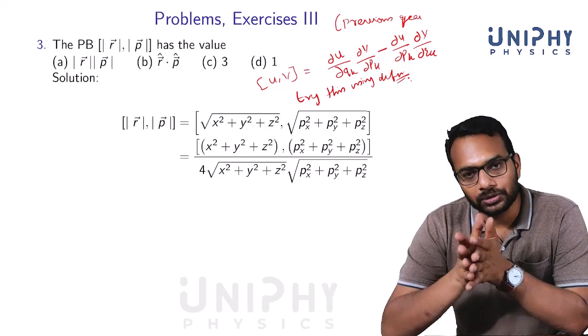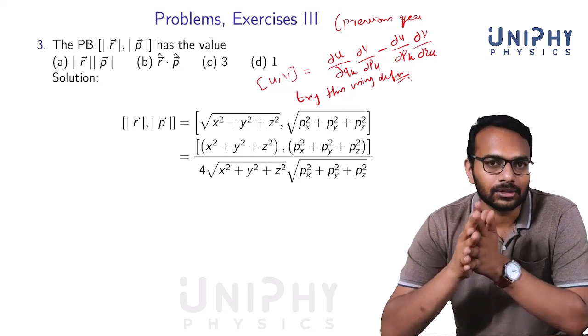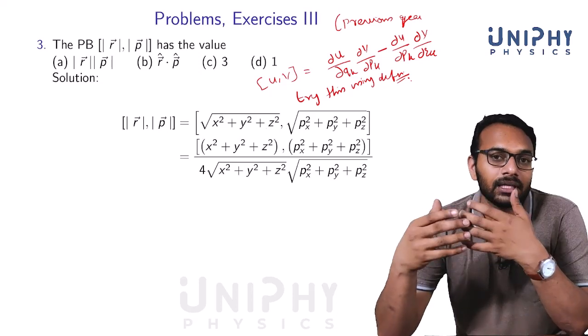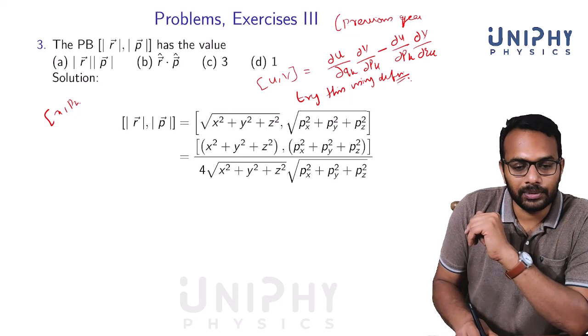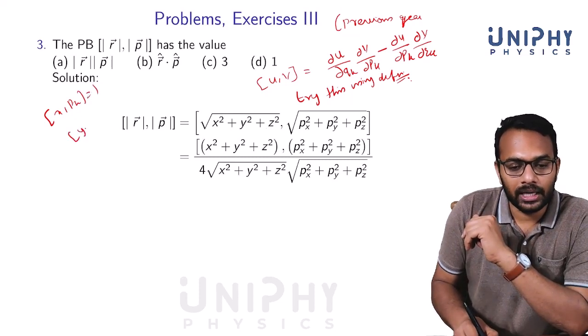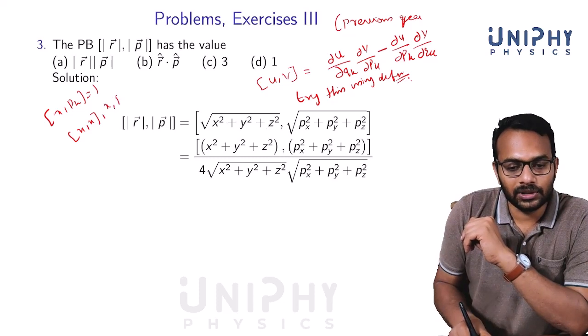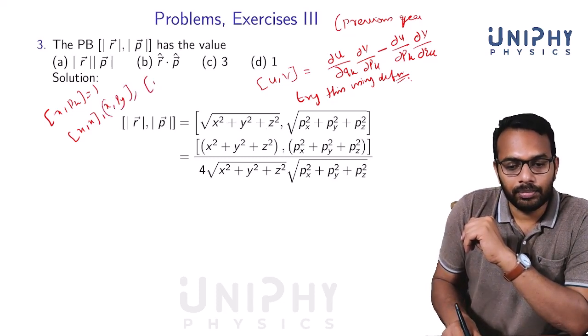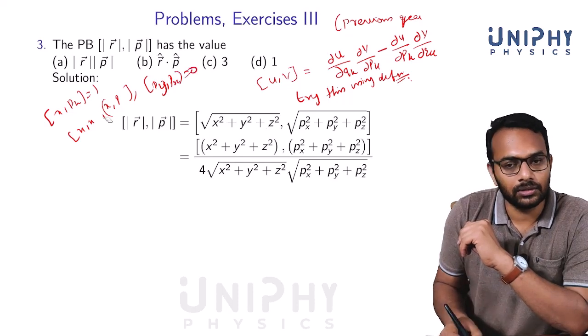I will not use the fundamental definition of the Poisson bracket. Instead, I will use the fundamental Poisson bracket relations. The fact that {x, px} is 1, and {y, x}, {x, py}, {py, px}, all these are equal to 0. Okay, this fact can be used.